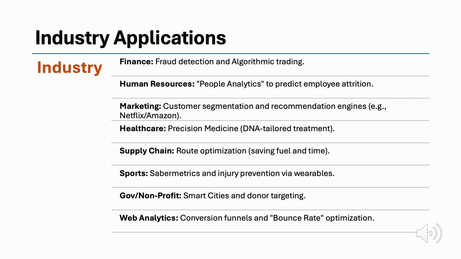Sports. If you've seen the movie Moneyball, you know the power of sabermetrics. Today, every professional team uses data to evaluate player value, prevent injuries through wearable sensor data, and even decide whether to go for it on a fourth down in football.